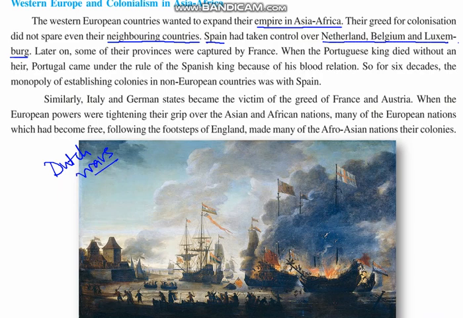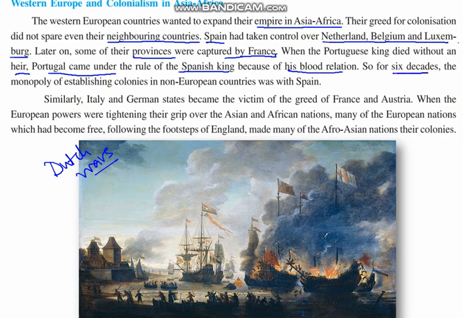Later on, some of the provinces, meaning areas, were captured by France. When the Portuguese king died without an heir, meaning without a ruler, a son or a person, Portugal came under the rule of Spain. See, they even took Portugal under their control because of the blood relations.